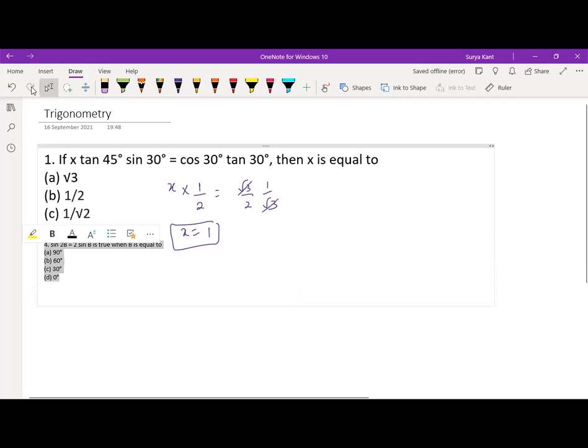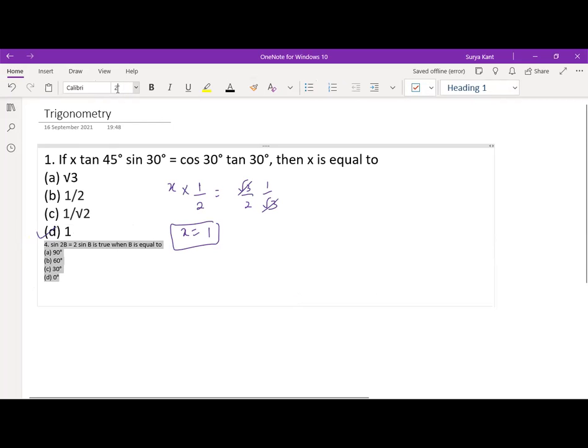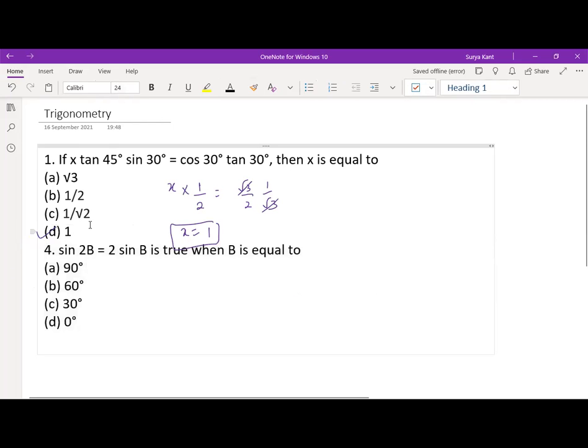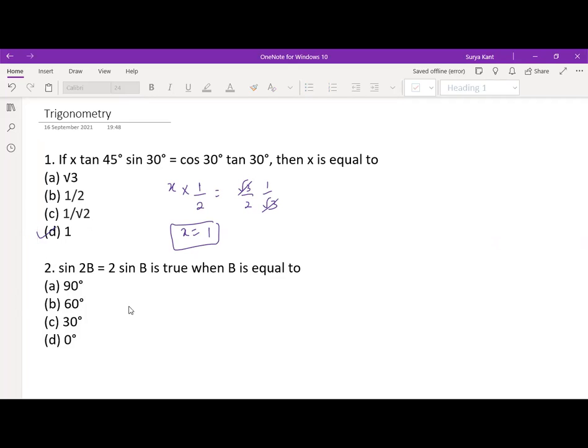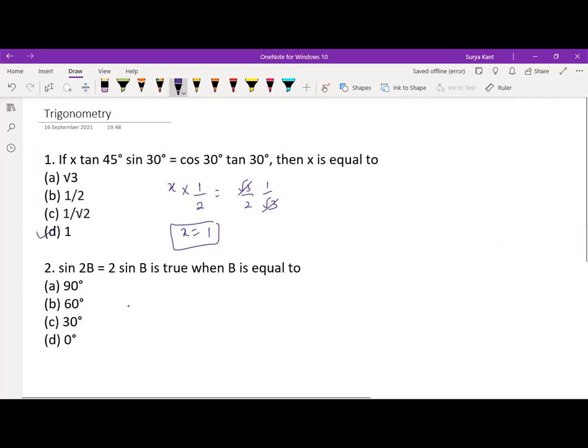Sine 2b is equal to 2 sine b. What is the answer for this? 0 degree. Sine 0 is equal to 0, and 2 sine 0 is also 0. The answer is b equals 0 degree if you put 0, right? Praharshan, you have seen this question before, no? This will take 10 seconds to solve. Then next is question number 3.